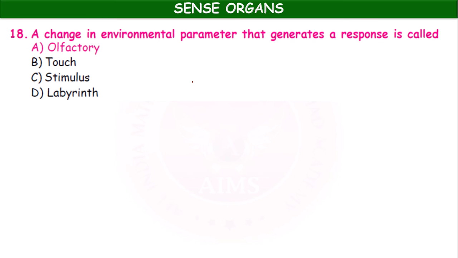A change in environmental parameters that generates a response is called olfactory, touch, stimulus, labyrinth. It is the stimulus. It is a change in the environmental parameter that generates a response. It may be a chemical, a molecule, or a particle, which has the strength to generate the response. It is called stimulus.